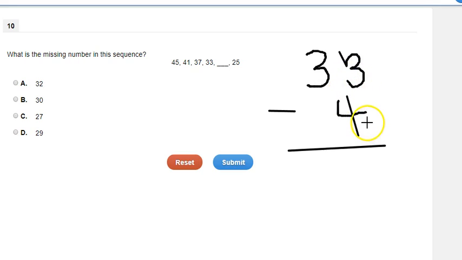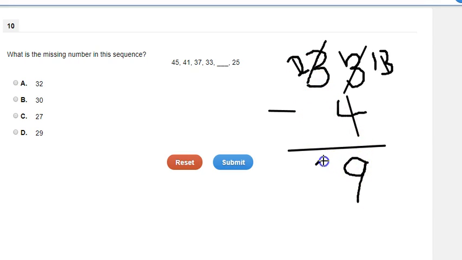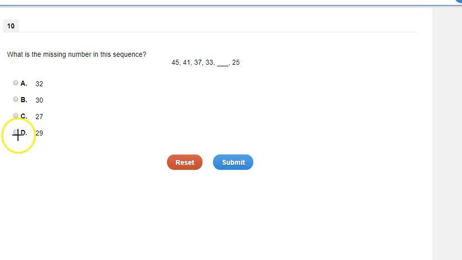3 minus 4, cannot do that. So we have to borrow from the 3. It becomes a 2. Add it to the 3. It becomes a 13. 13 minus 4 is 9. And then 2 minus nothing is 2. So our answer that would fit right here is 29. And submit.